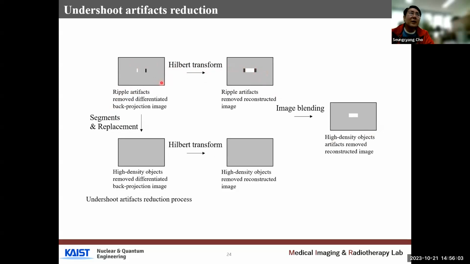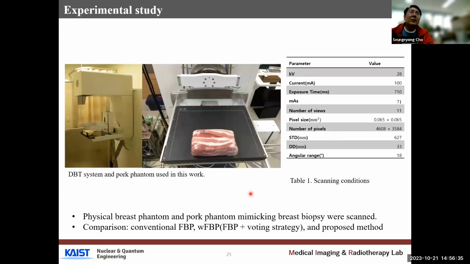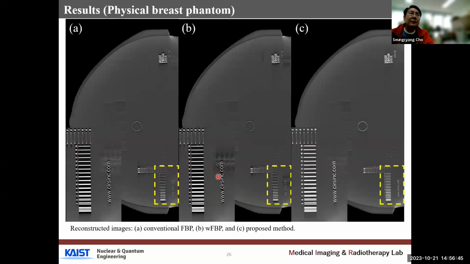To remove this, we segmented these true edges, and then went through a two-path approach. Applying the Hilbert transform to the background image, we can reduce or remove this undershoot, and since we know where these artifacts are, we can fuse them using the localization information, so that eventually we can get a crystal clear image of the high density object only. For testing the algorithm in a realistic case, we used a phantom with a lot of needles inserted inside. First, I'm going to show you the physical phantom case.